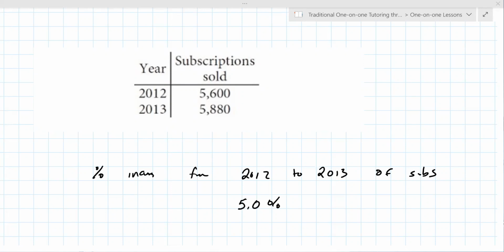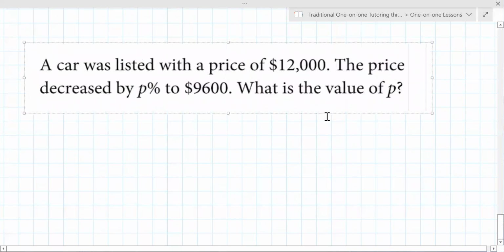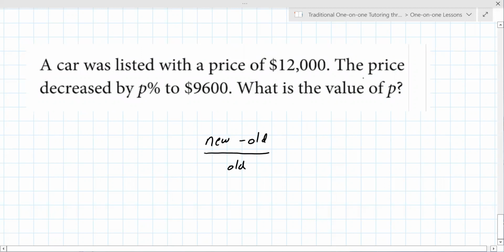Okay, so here is a new problem for us to look at. There's also, and this is what I was looking for, a percentage decrease problem. A car was listed with a price of $12,000. The price decreased by P% to $9,600. What is the value of P? So I mentioned this before, the formula is new minus old over old. Which is the new and which is the old? The price, 12,000. So the new price is the one it's going to. It's a directional thing.